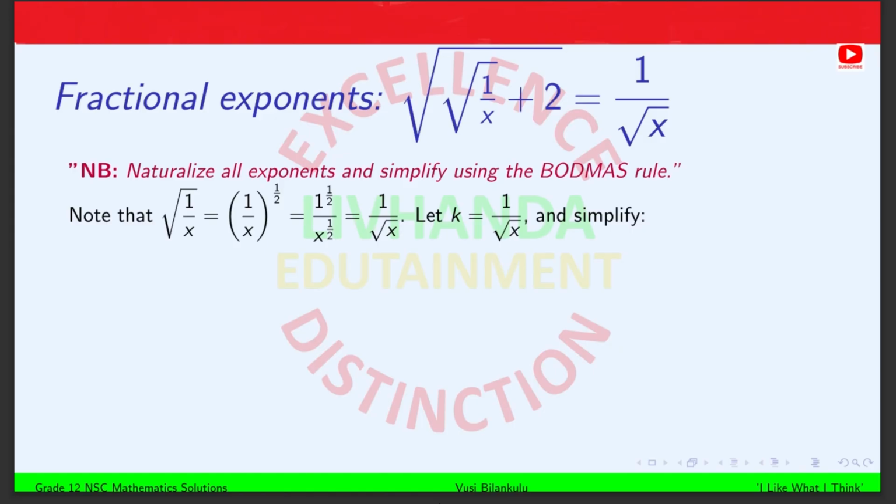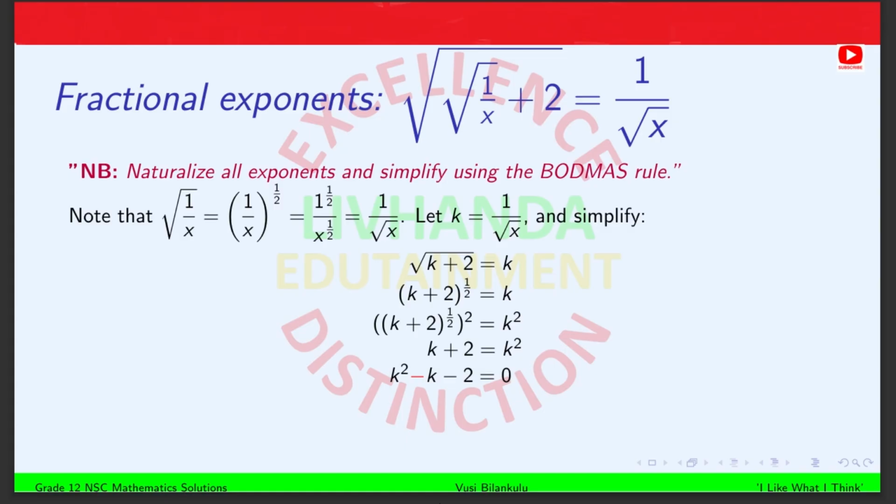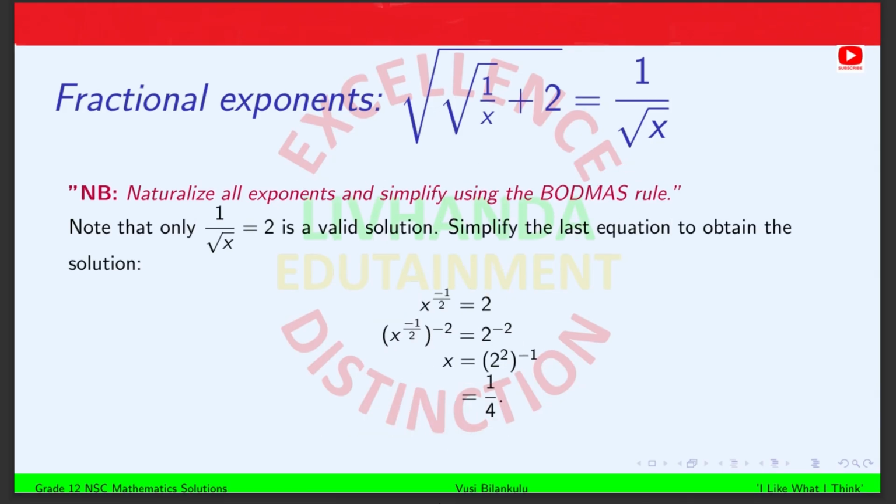If k equals 1 over square root of x, the given expression simplifies to the square root of k plus 2 equals k. Using the BODMAS rule, this is simplified to k plus 2 equals k squared. In order, this is k squared minus k minus 2 equals 0. This standard equation is factorized as k minus 2 times k plus 1. Therefore, k equals either 2 or negative 1. Note that only k equals 2 is valid.